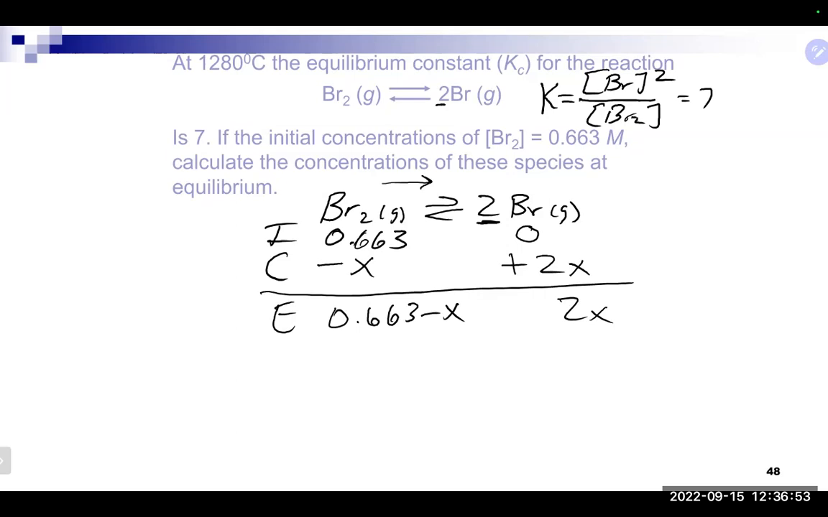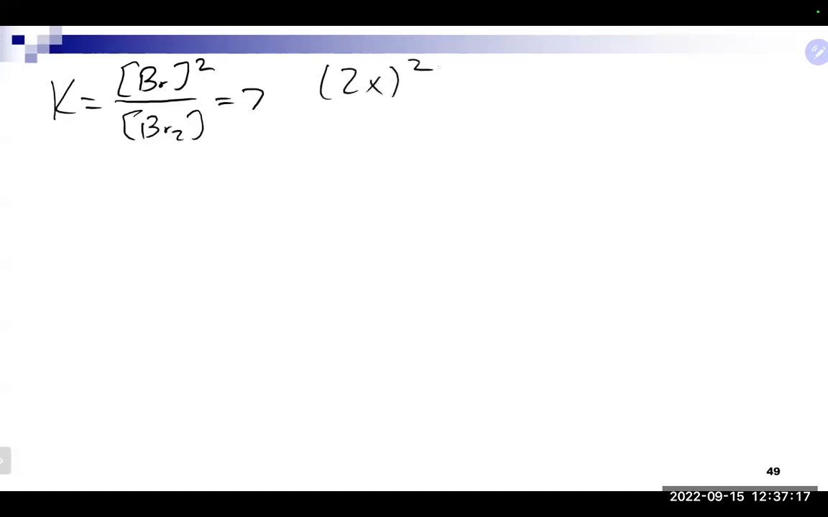At this point, the goal here is to really solve for X. So we're going to put it into our expression. I'm just going to flip the page here to do that. So once again, our expression was BR squared divided by BR2, and that equals 7. So putting in our numbers for our equilibrium line for BR, that would give us 2X squared, divided by 0.663 minus X, and that is going to equal 7 in this case.